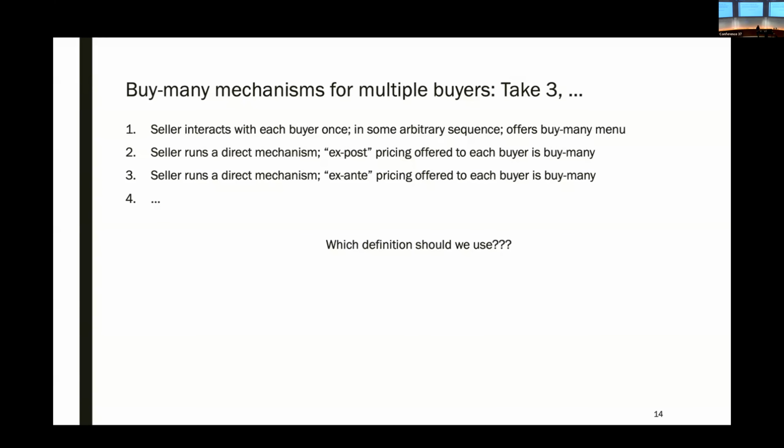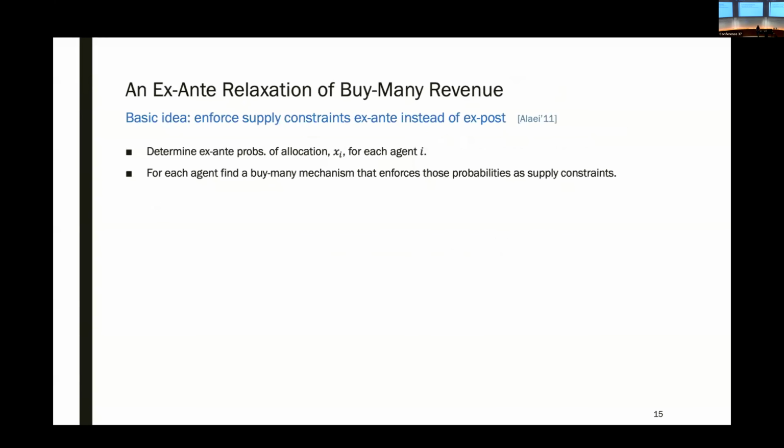So we're going to sidestep this entire question. Instead, I'm going to tell you about a relaxation of buy-many revenue that's going to capture each of these different mechanisms, in the sense that if I optimize over this relaxation, then this is going to be at least as good as any of the classes of mechanisms I described on the previous slide. Okay, and what is this relaxation? It's called an ex ante relaxation, and the idea is that we're going to separate out this externality across different buyers through an ex ante supply constraint.